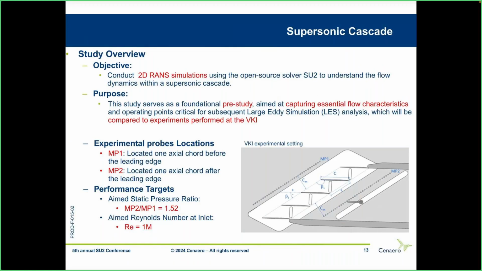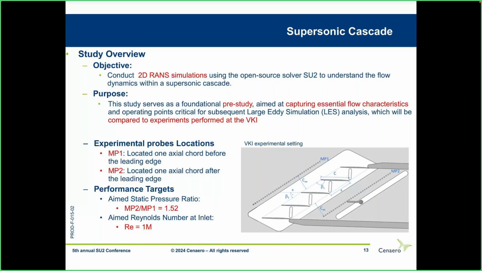At VKI, they measured one chord axial upstream of the leading edge, and one chord axial downstream. The goal of Cenaero is to match those measurement points, and then with the LES study what is happening between the blades. But for that, we need to really understand the flow field. That is going to be clearly very complex, and we use SU2.